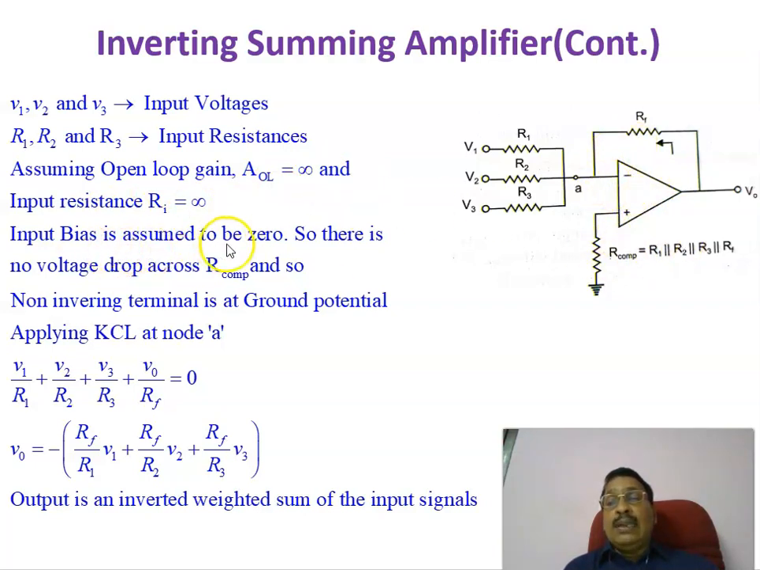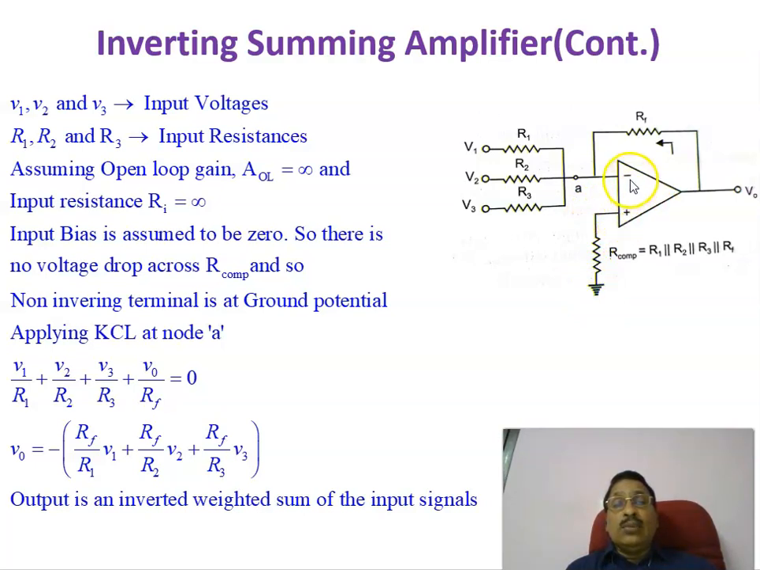And the input bias current is also assumed to be 0 in the ideal case, because bias current will be very small, in microamperes. For three things we are assuming: the input impedance is infinity, open loop gain is infinity, and this bias current is very small. Under that condition, since the current is very small, this ground voltage is the same as the voltage at the non-inverting terminal.